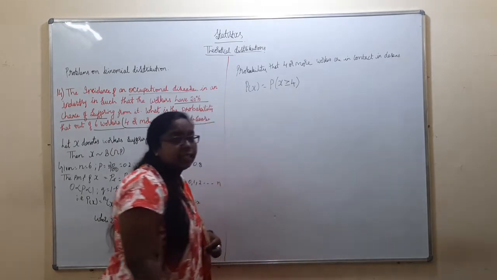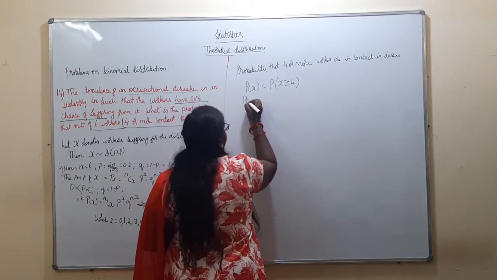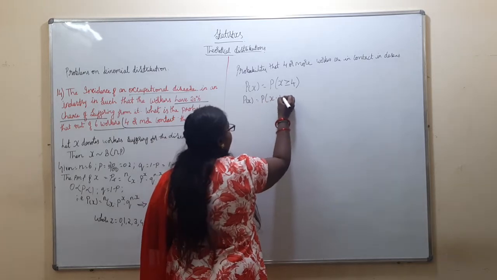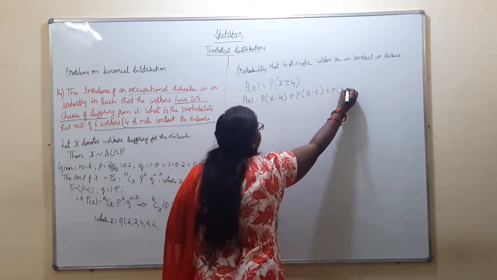Where my x will be 4 or more than 4. In that case, P of x is equal to P(x = 4) plus P(x = 5) plus P(x = 6). So my chances are 4, 5, 6. So my x has been distributed, where the chances will be there. Now I need to find the other one. My n is 6 here. So formula P of x.